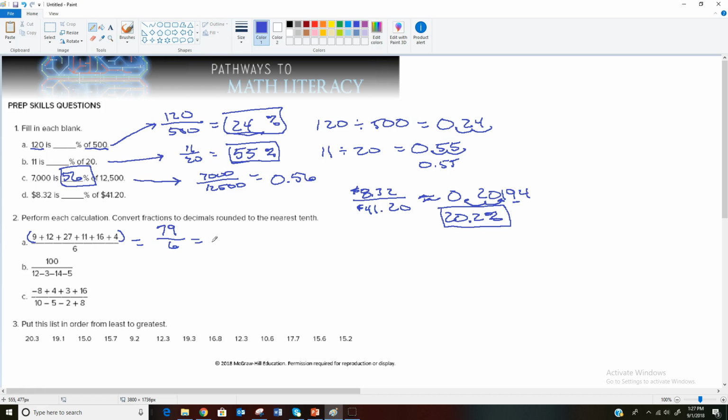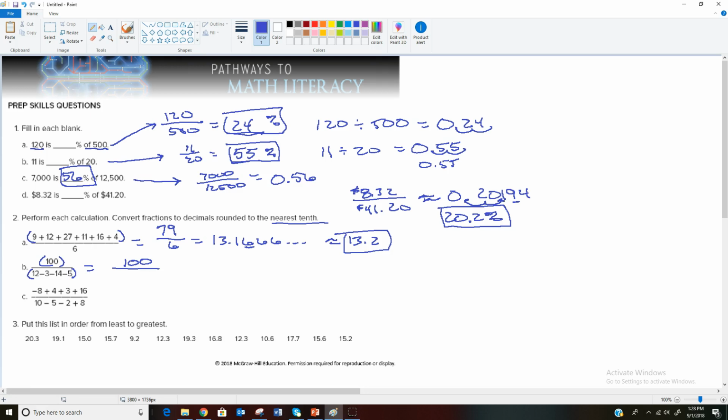79 divided by 6, it says to round it to the nearest tenth. It comes out to be 13.1666. It repeats the 6 forever. And so a tenth would be 13.1 or 13.2. Well, since there's a 6 after the 1, I'm going to round it to 13.2. It's not asking us to switch this to a percentage or anything. We don't need to move that. So 79 sixths is 13.2 as a decimal.